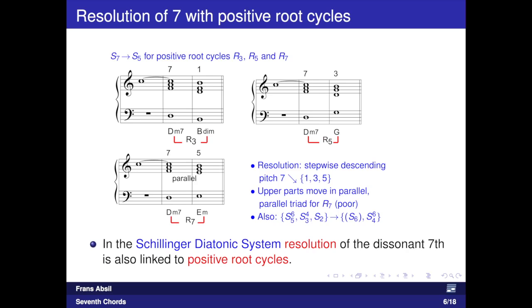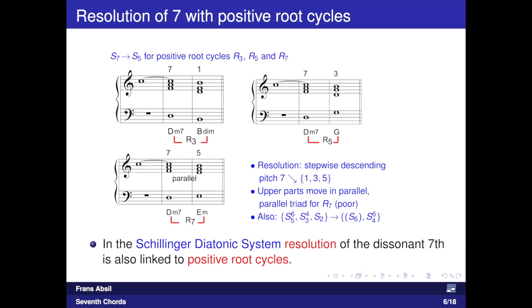Note the doubling of the leading tone pitch B in the B diminished chord and the exact parallel triads when going from D minor 7 to E minor. Although suboptimal, these are potential solutions in the Schillinger system, whereas Schoenberg would prohibit or at least warn against such voice leading. The voice leading might be improved by considering inverted positions for either the 7th chord or the triad, which is however a case not shown here. So, resolution of a dissonant 7th chord also leads to strong chord progressions with positive root cycles.